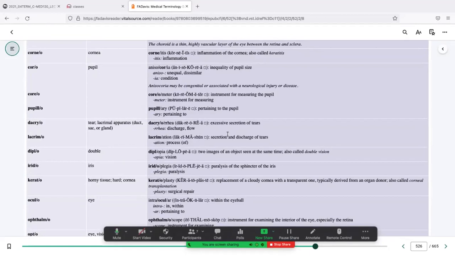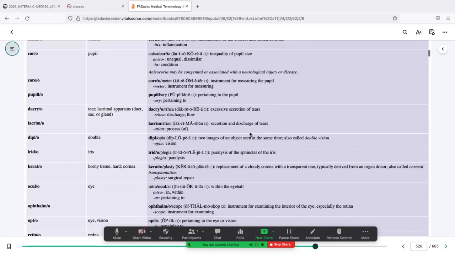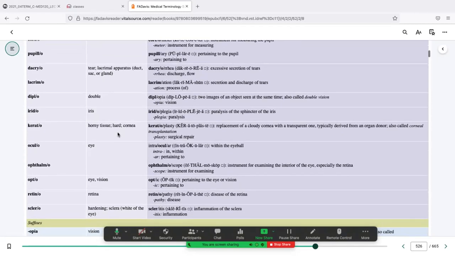Dacryuria, excessive secretion of tears. Lacrimation, secretion, discharge of tears. And tears are important because they're not only just water, there's enzymes in it to break down bacteria. Diplopia, that's double vision. Di means two, so diplopia means double vision.